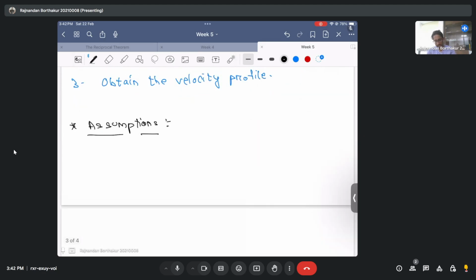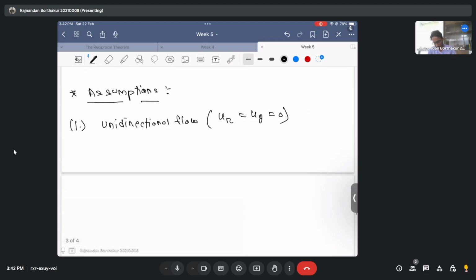So the first assumption is that, just like the previous flows, we will still consider this flow to be unidirectional. So it's a unidirectional flow, which means that my ur and my u theta components of the velocity are zero identically, and I will just have a non-zero uz component of velocity. But now this uz will be a function of r, and it will be a function of time, because the pressure gradient is oscillatory in nature. And of course we'll consider the flow to be fully developed.